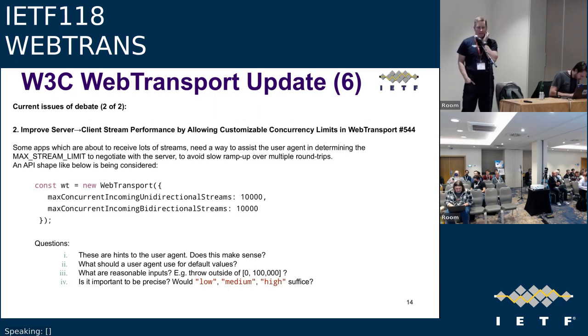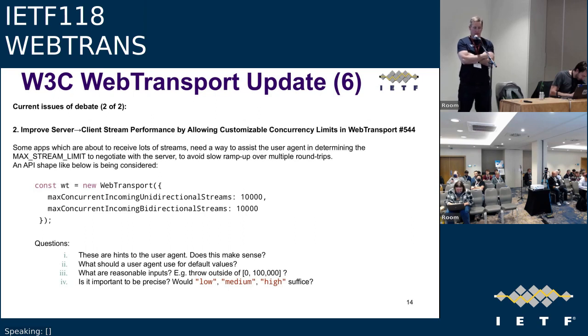This is an issue about allowing the application to hint at the number of concurrent streams it would like. A use case came up where someone wants to create 10,000 streams, and it was taking them several seconds to do it because the user agent would renegotiate the max stream limit, but only 100 at a time. So it had no idea that the application was trying to get to 10,000, and it took a while. So there's a proposal here for an API.